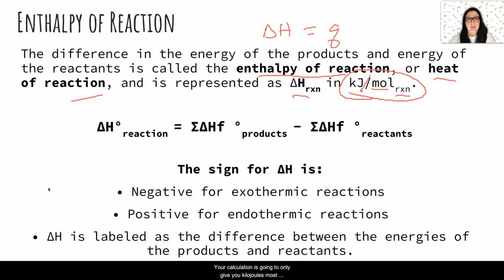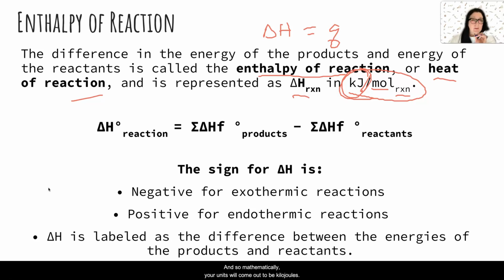Your calculation is going to only give you kilojoules most of the time, depending on which way you're calculating delta H. There are some ways that you calculate delta H, like if you were doing it from the energy diagram, if they had values on the y-axis, you are just having energy, which is kilojoules.